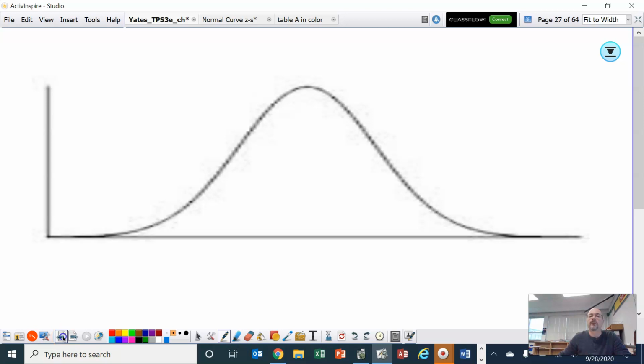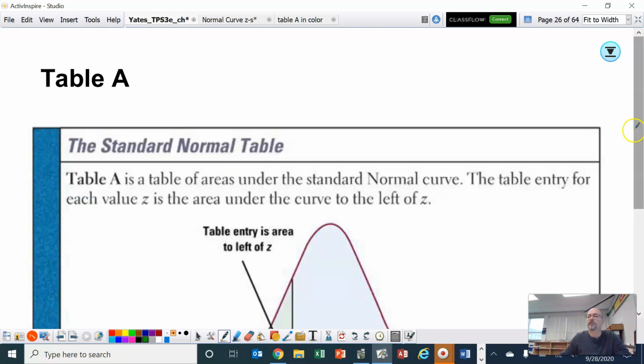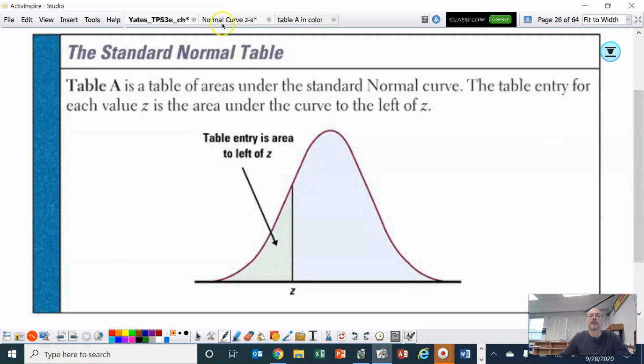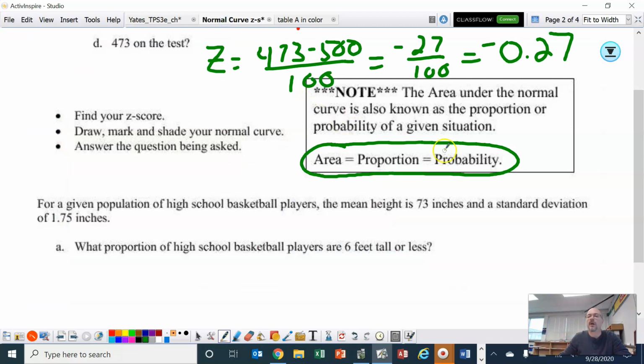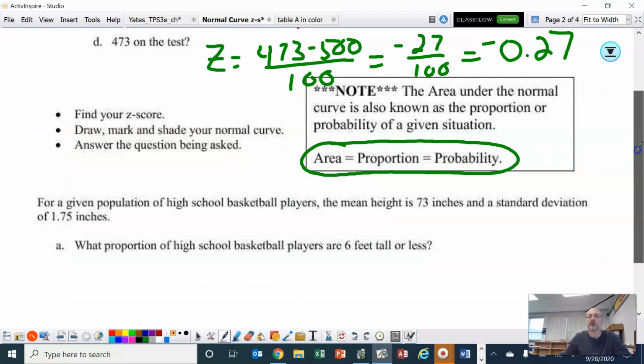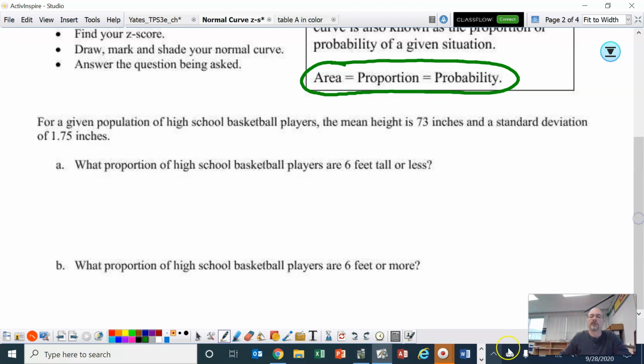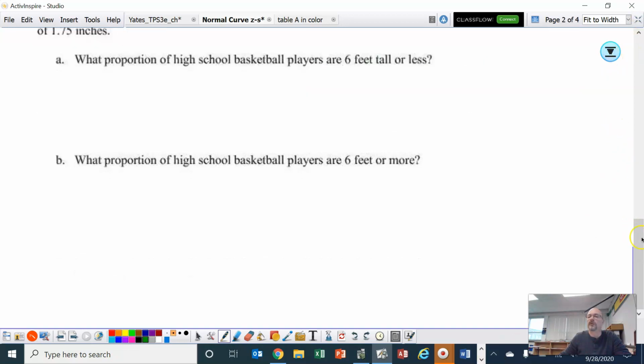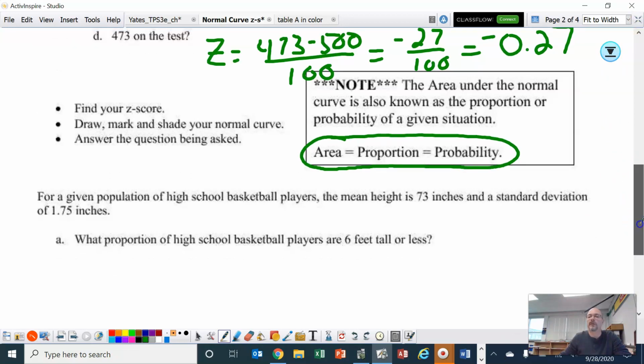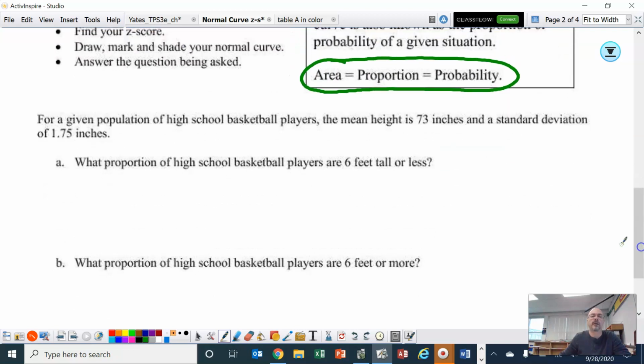So let's keep right on rolling, ladies and gentlemen, and let's go to the next step where we're going to find that area, also known as the proportion, also known as the probability underneath that curve. All right, so here we go. Let me move this down just a little bit further so I have an easier time of writing. All right, here we go. So in this situation, Z equals.